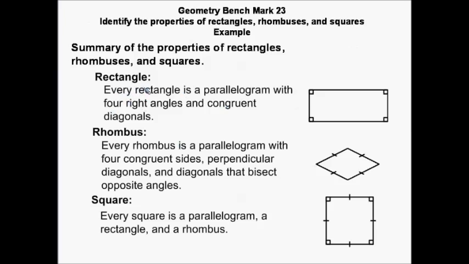This is basically: every rectangle is a parallelogram, which means it has all the same traits as a parallelogram. You don't have to write this down. 4 right angles and congruent diagonals. Every rhombus is a parallelogram, 4 congruent sides, perpendicular diagonals, and they bisect each other. And squares are parallelograms that are both rectangles and rhombi.